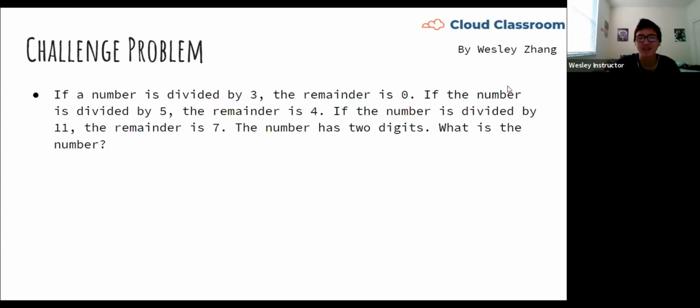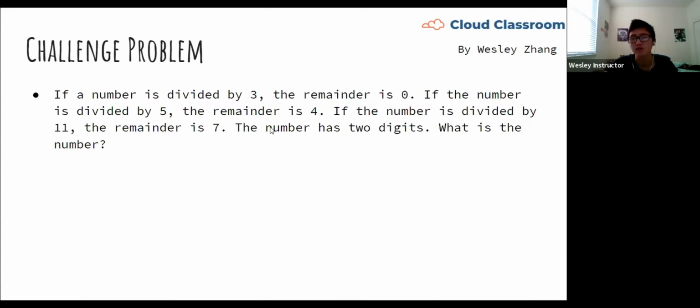All right, if a number is divided by 3, the remainder is 0. So that means it is divisible by 3. If the number is divided by 5, the remainder is 4. The number is divided by 11, the remainder is 7. The number has 2 digits. What is the number? So for this one, you guys want to start with the last piece of information they give you, because that can narrow it down. So if the number is divided by 11, the remainder is 7.